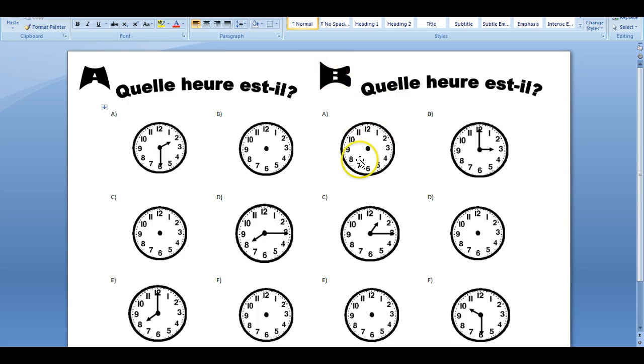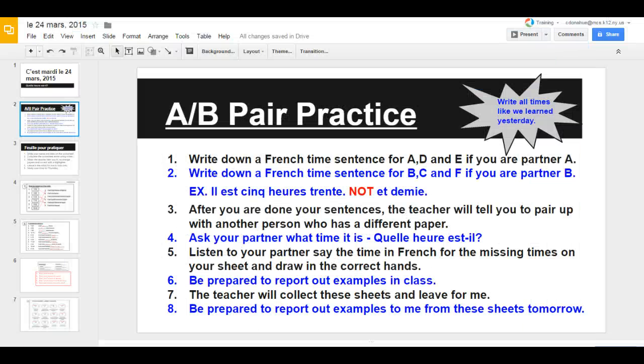If you have a B paper, I want you to write a sentence under every clock for the time, starting with il est for clocks B, C, and F. You will have a few minutes to do this, and then the teacher will tell you to pair up with another person who has a different paper.